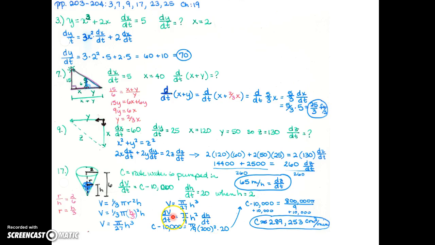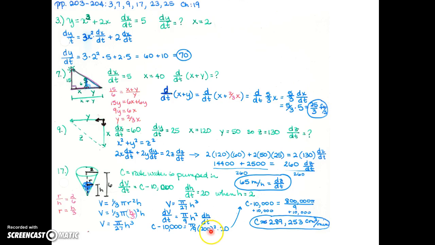All right, so dV/dt was C minus 10,000, so we can plug that in. And then h was 2, but if you'll notice in the problem, it's 2 meters. And my rates of change are all being measured in centimeters. So I made a note for you for this problem last night to be sure that you changed your 2 meters to 200 centimeters. So when we plug in our height of 2, we're actually going to plug in 200 centimeters here. So h squared. And then dh/dt was 20.